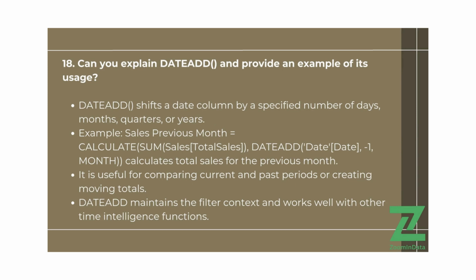18th question. Can you explain DATEADD and provide an example of its usage? DATEADD shifts a date column by a specified number of days, months, quarters, or years. Here's an example of how DATEADD is used to calculate previous month sales in Power BI. A measure like Sales Previous Month equals CALCULATE of the SUM of Total Sales, using DATEADD to shift the date column back by 1 month, returns the total sales for the previous month.